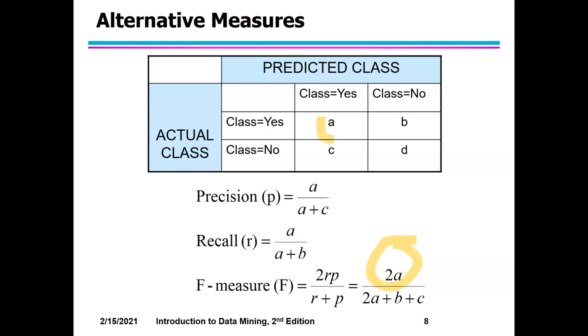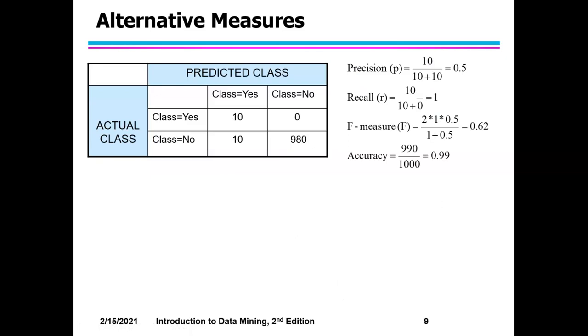So we need to multiply this with the 2, and divide it by 2A again, and then B, C, except this one. So we need these elements except the D. The D is not included over here. So this is how we calculate the F measure. So here are some examples of how we do it.